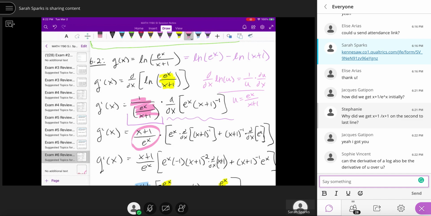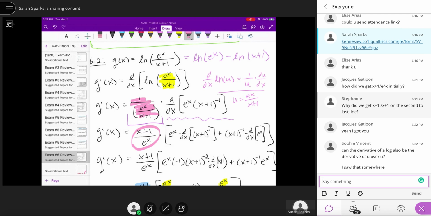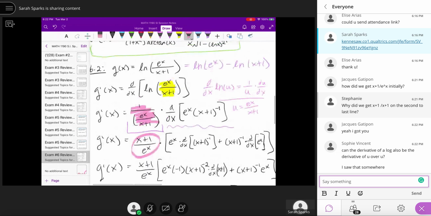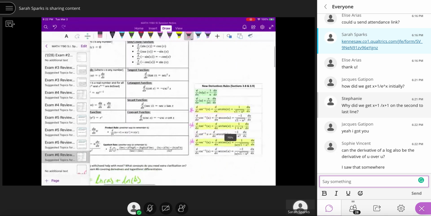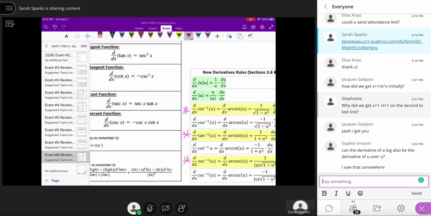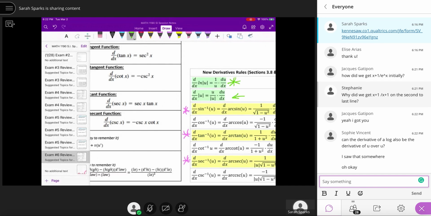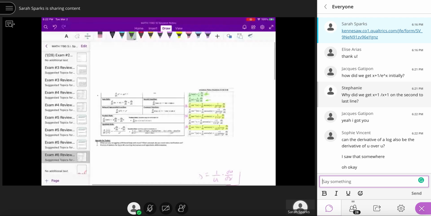Can the derivative of a log also be the derivative of u over u? Are you thinking of the derivative of the absolute value of u? The derivative of the absolute value of u is u divided by absolute value of u. I think that's what you're thinking of. But the derivative of natural log will always be 1 over u, whatever u is.